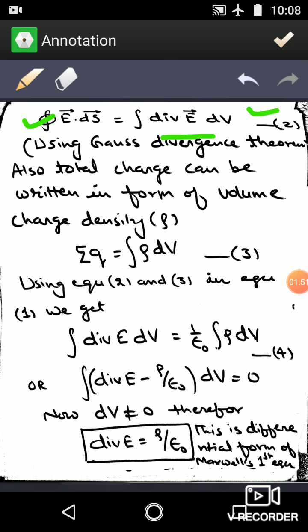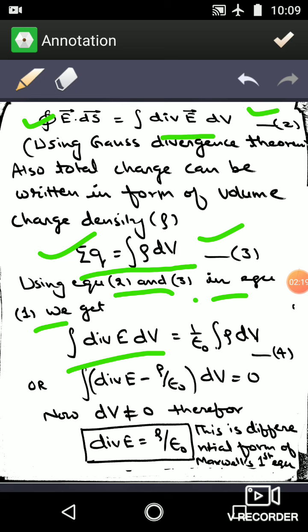And we are also converting total charge into charge density. Therefore, summation q may be written as volume integration of charge density, that is rho. Using equations number 2 and 3 in equation 1, what do we get? We get integration of divergence of E dot dV is equivalent to 1 upon epsilon naught integration of rho dV.